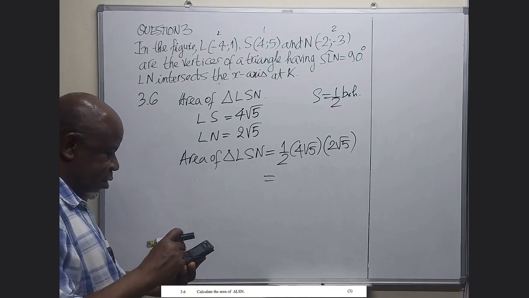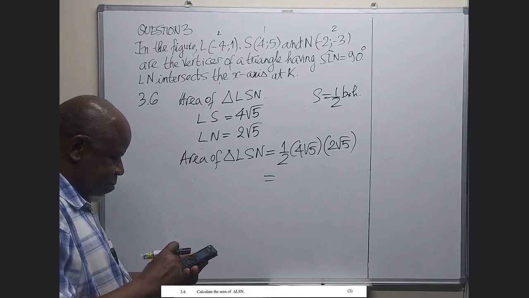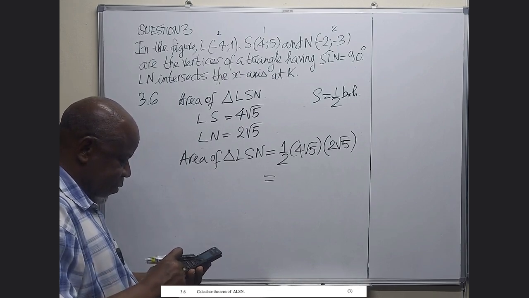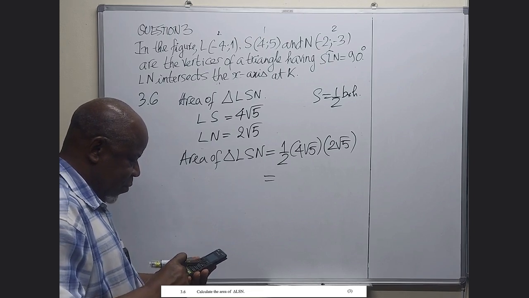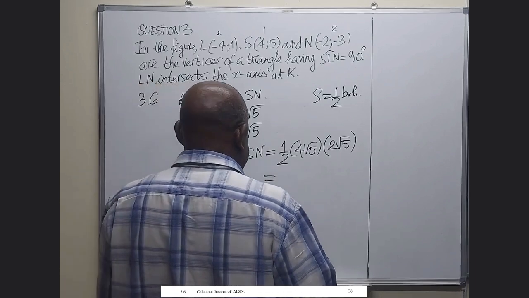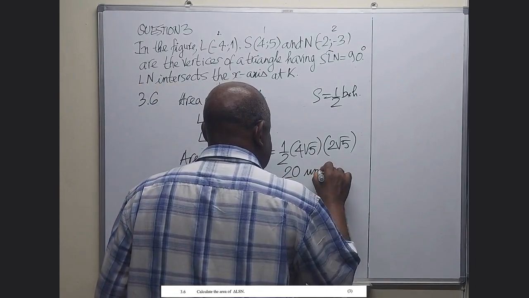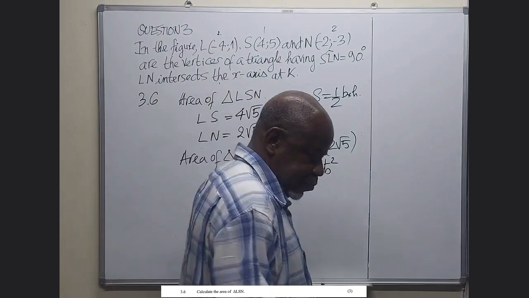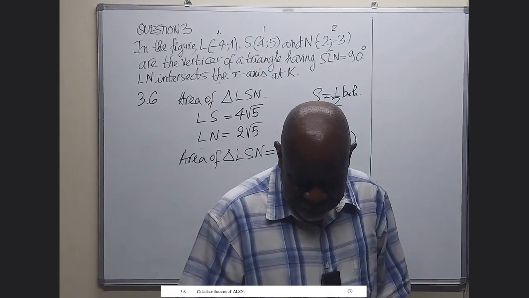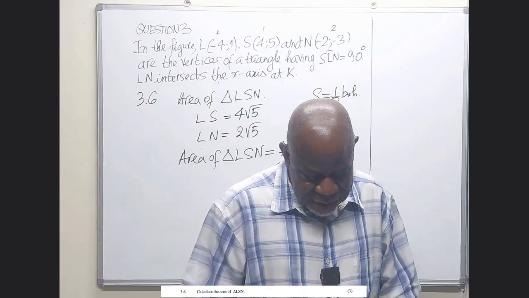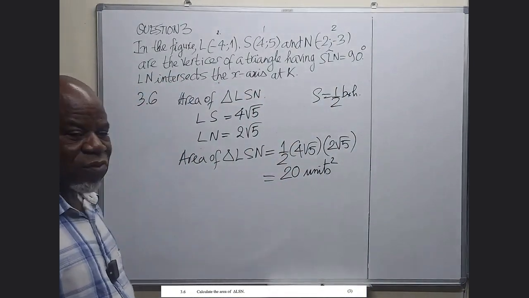Four square root of 5 multiplied by 2 square root of 5, divided by 2, then we get 20. So the area will be 20 units squared. So question 3.6, the area of triangle LSN is 20 units squared.